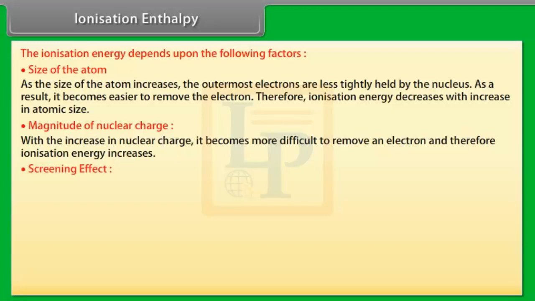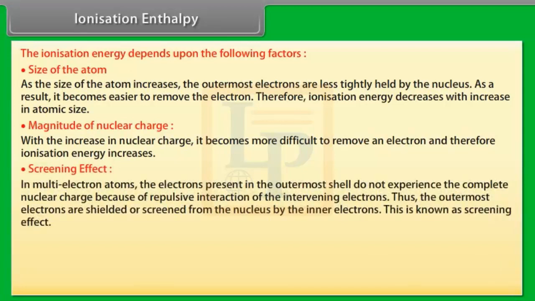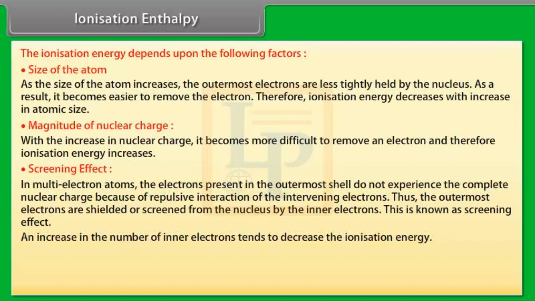Screening effect. In multi-electron atoms, the electrons present in the outermost shell do not experience the complete nuclear charge because of repulsive interaction of the intervening electrons. Thus, the outermost electrons are shielded or screened from the nucleus by the inner electrons. This is known as screening effect. An increase in the number of inner electrons tends to decrease the ionization energy.